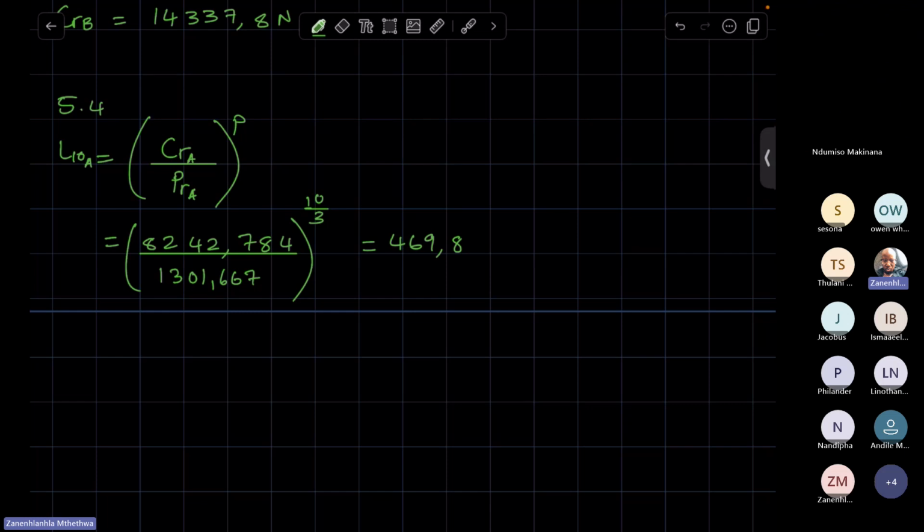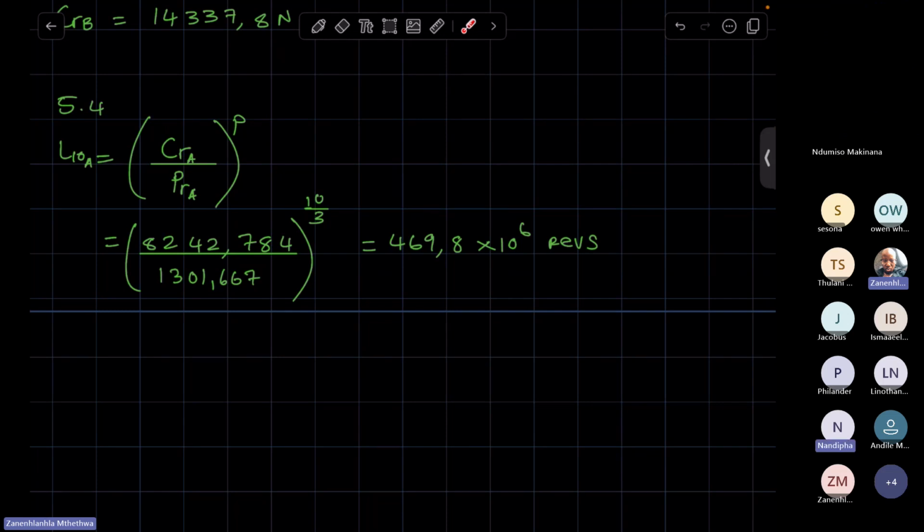All right. Now this answer is already in millions of revolutions, but instead of writing millions of revolutions, you can simply say times 10 to the 6, which mathematically represents millions of revs. So this is how you would write down the units for L10. So this is 469,8 millions of revolutions, which you represent by simply using times 10 to the 6 revs. Are we clear?